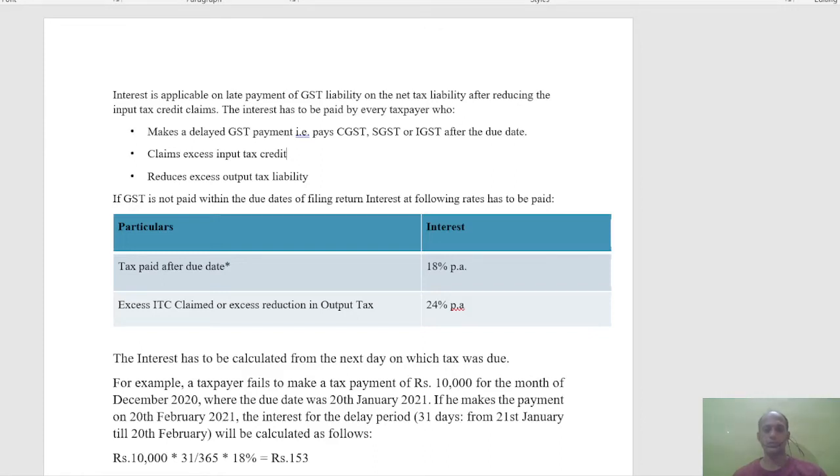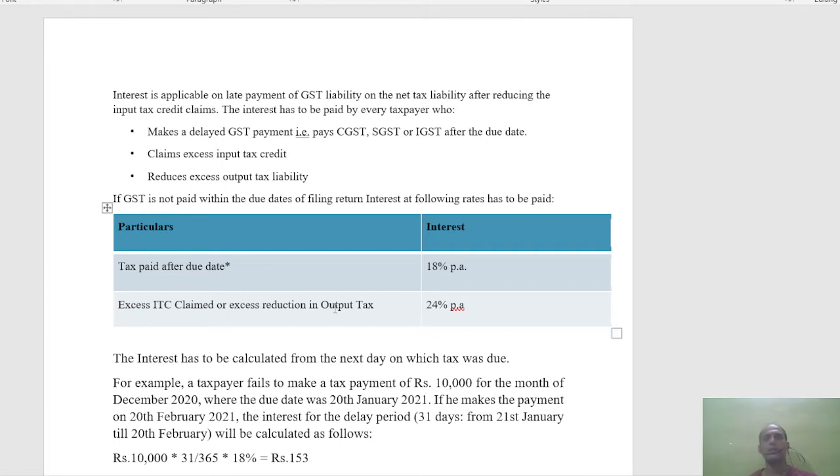Hello students, good morning. In a previous lecture, we discussed the payment of GST. Now we will discuss the interest payment. If the registered supplier fails to pay the GST on time, then he will be liable to pay interest.